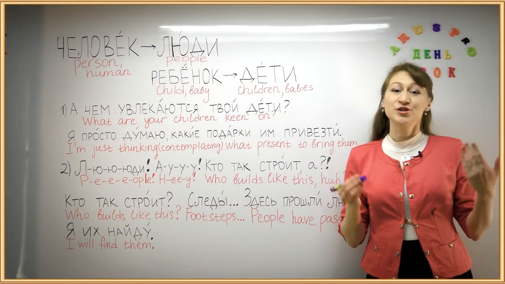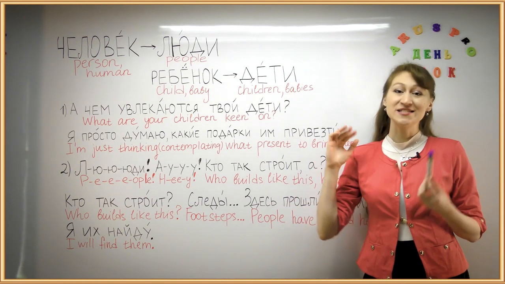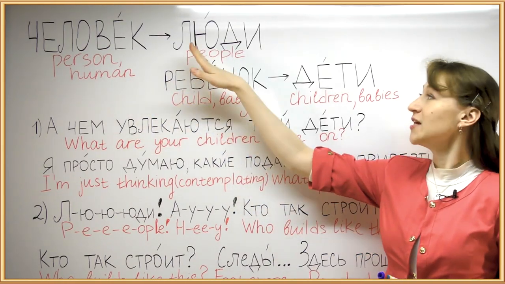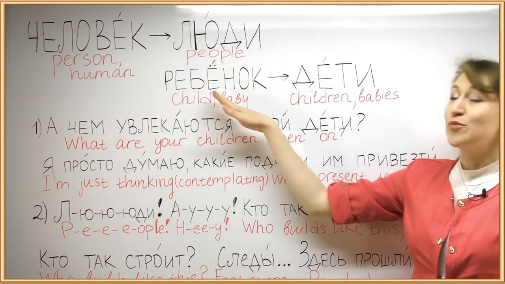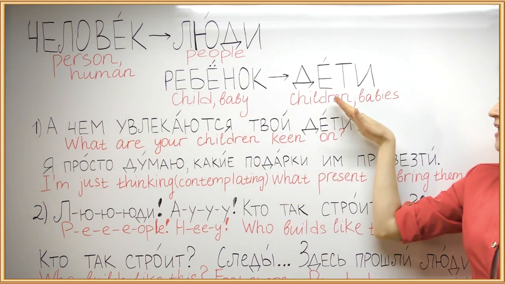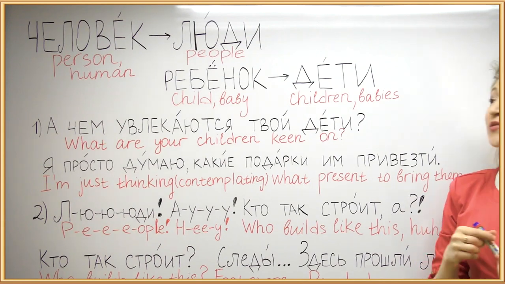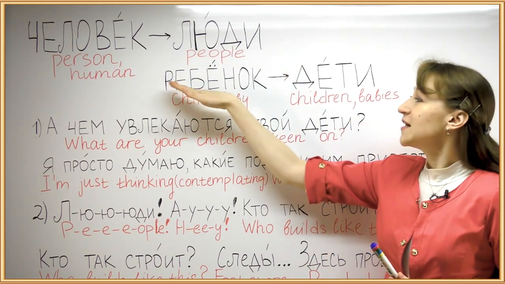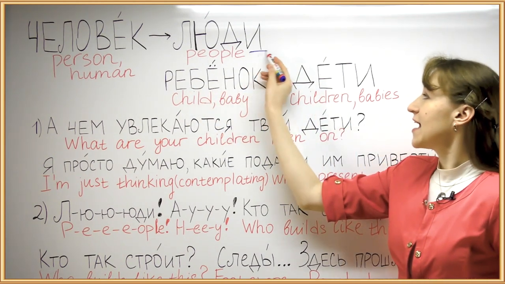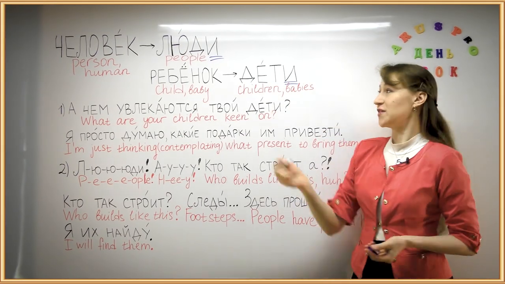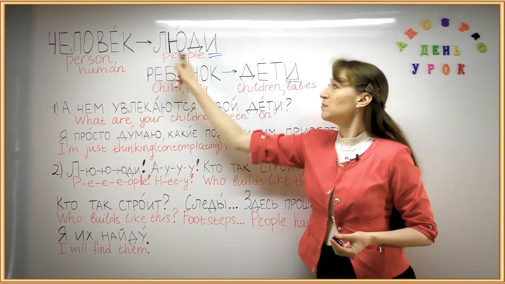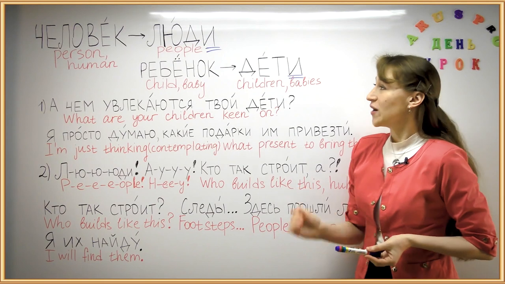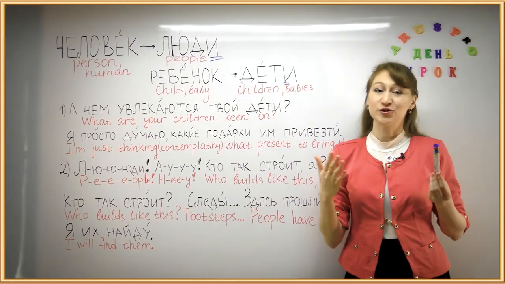First of all, I need to tell you about two separate root exceptions. That is, the nouns that form their plurals using a different root. Человек, person, human. Люди, people. Ребенок, child, baby. And дети, children, babies. So as you can see, these nouns formed their plurals using a completely different root. So the fundamental part of the word changed. Not only the ending became plural, и, now you already know that и is a plural ending, but the fundamental part, the root, has changed. So this is called a separate root formation, when a word changes to another form using a different root.